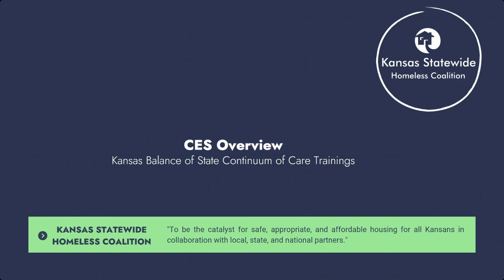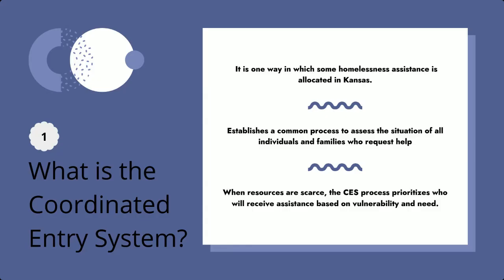This video will give you an overview of the Coordinated Entry System, or CES, a resource designed to assist individuals and families experiencing homelessness or housing instability. So what is the Coordinated Entry System? CES aims to standardize the access, assessment, prioritization, and referral processes across all agency providers in a community in order to quickly and successfully provide assistance.